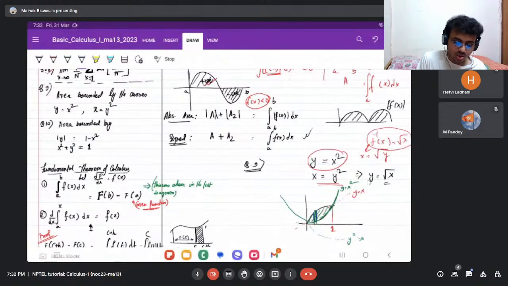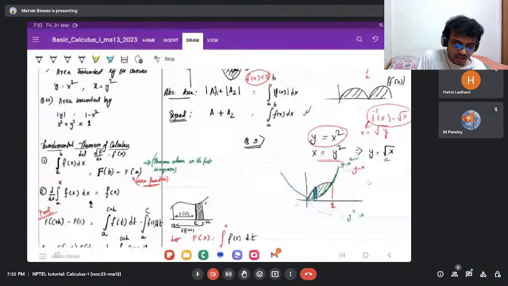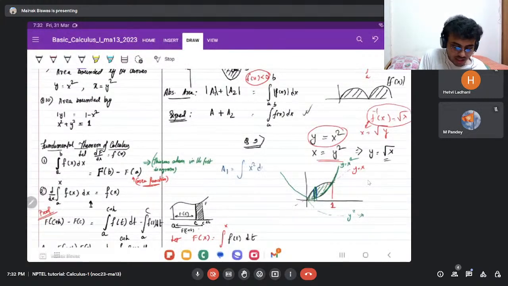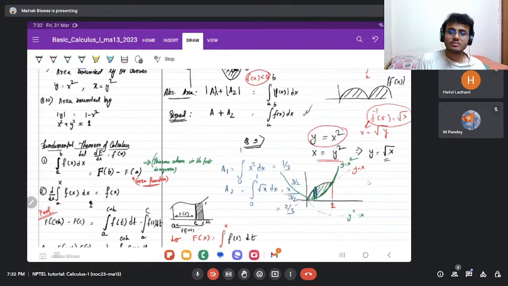So first let us solve the easiest way. The easiest way will be the integral of area 1, just do it in one line, right? Integral of x squared dx from 0 to 1, it's 1 by 3, agreed? A2 is the integral from 0 to 1 of root x dx, which is nothing but x to the power 3 by 2 divided by 3 by 2, which is 2 by 3, agreed? So your shaded area is 2 by 3 minus 1 by 3, which is 1 by 3, right?